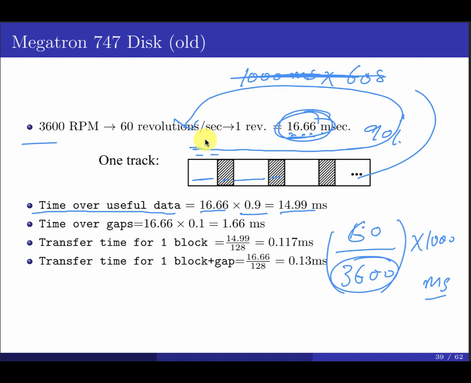Okay, the time over the gaps. That means you take the same number here, and 10% is going to go over what? Unusable data, which in this case is going to be gaps, and it can be computed like this. Good. Now I need to compute the time to transfer one block.